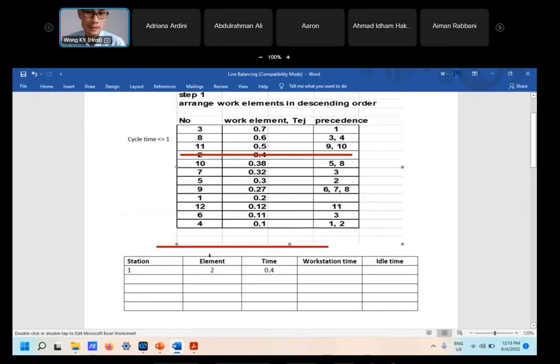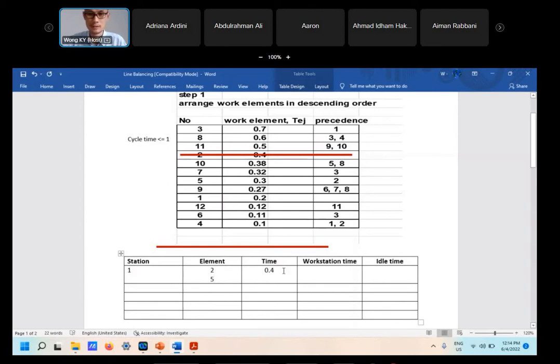Now ask yourself, can we assign element 3 to workstation 1? Can or cannot? Someone answer me. No, because element 1 has not been started. Then go down the list. Element 8, is it possible? Not possible. Element 11? No, because 9 and 10 have not been started. Element 10? Cannot. Element 7? Cannot. Element 5? Can, because the precedence constraint is 2, and 2 has already been assigned. So the next element we can assign to workstation 1 is element 5.